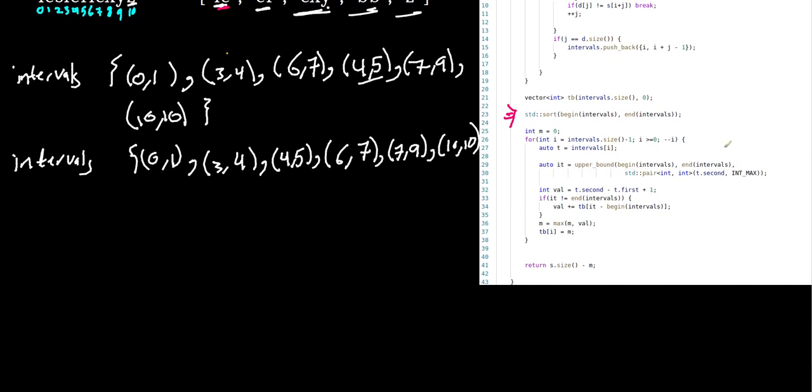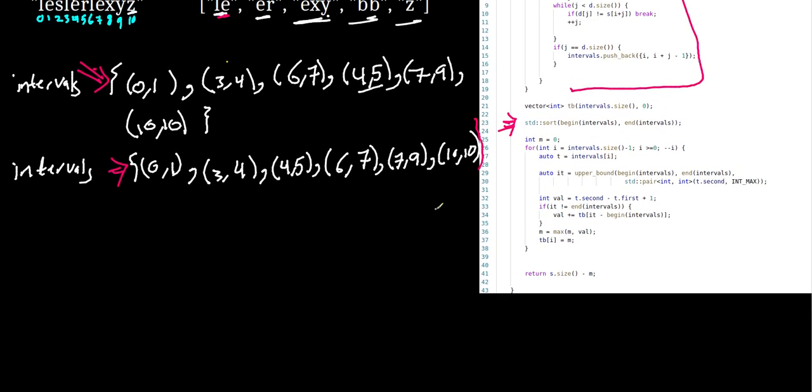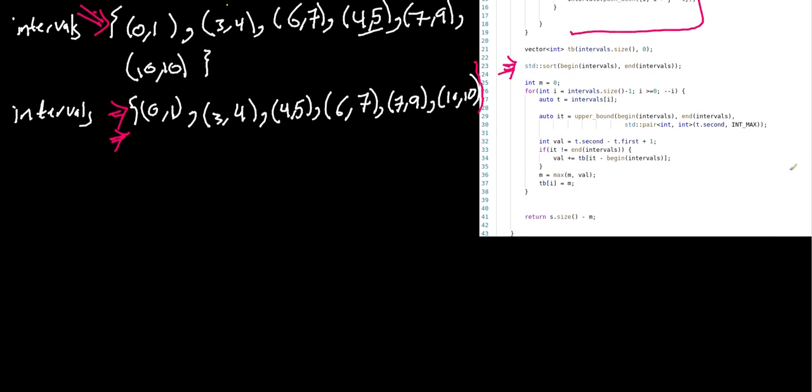After sorting it, now in this for loop we did this, fill the intervals, and this to sort it. And now the question is, what is the maximum length we can cover using these intervals without having two intervals overlap? And to solve this question, we'll use dynamic programming.